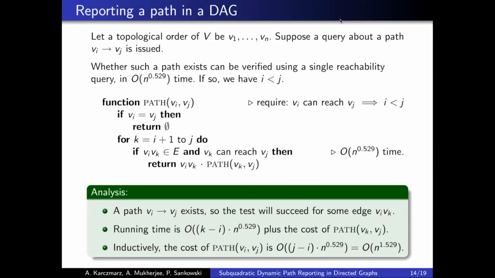And the running time is of order k minus i because we have to check from i up to k all the vertices, and for each of them we need to do a reachability query. That is why we multiply it with n to the 0.529 plus the cost of the path from Vk to Vj. So inductively, the cost of the path ViVj is order j minus i, which can be at most n, multiplied by n to the 0.529, which is order n to the 1.529 in total.